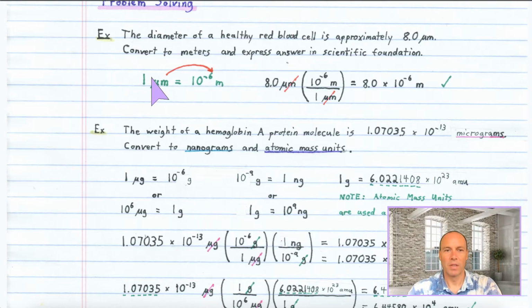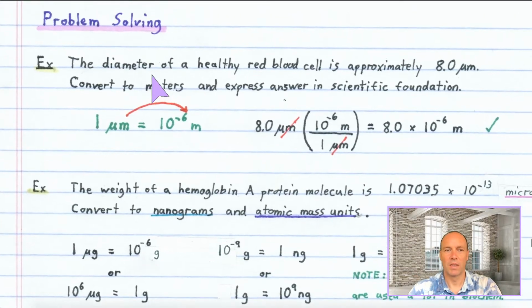So the first one. The diameter of a healthy red blood cell is approximately 8.0 micrometers. That's the micro prefix. Convert to meters and express the answer in scientific notation. So the red blood cell's diameter is 8 micrometers. Convert that to meters and report the answer in scientific notation.